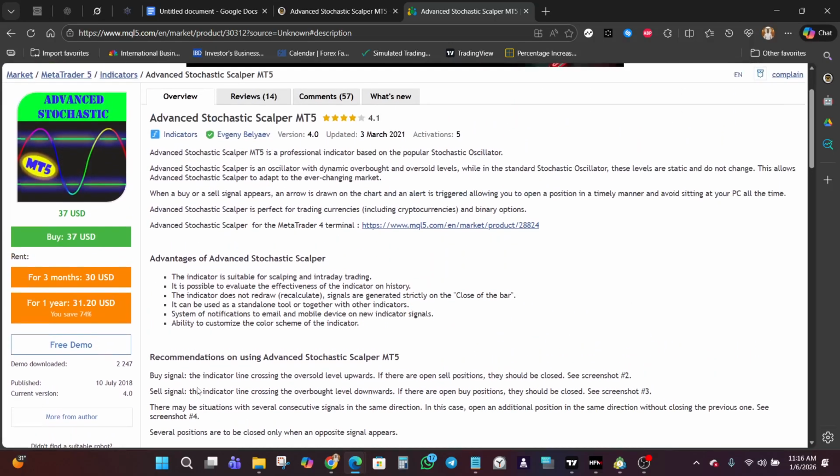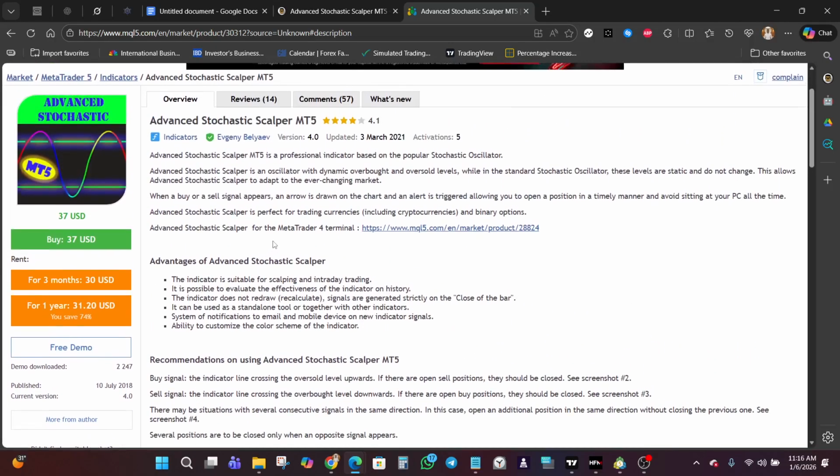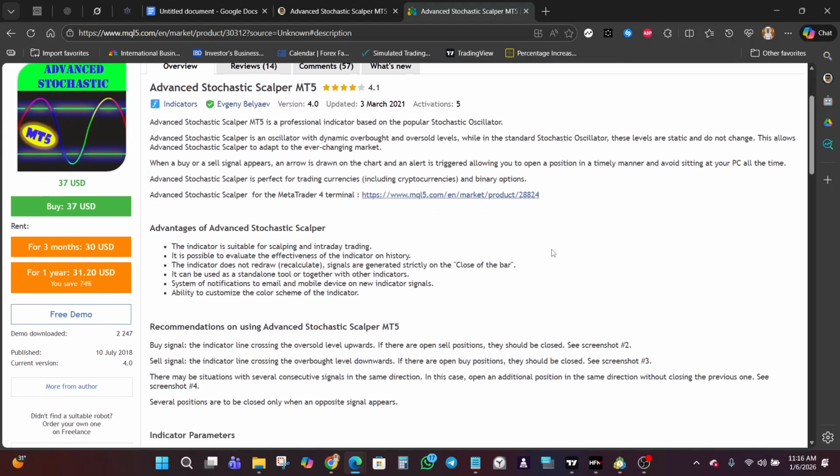All right, now we can see that based on the descriptions of this indicator, it actually functions with the arrows and also has an alert. Just like I already explained in terms of the arrows, and it also has an alert that triggers, allowing you to open a position in a timely manner.